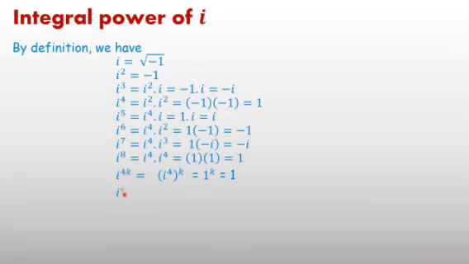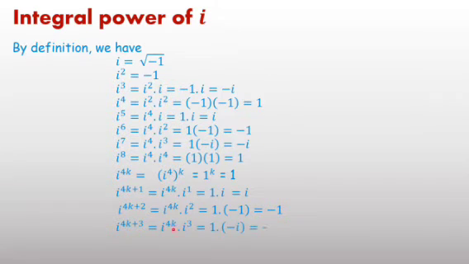its value is 1. If the power of i is in the form of 4k plus 1, then i^(4k) into i^1 equals 1 into i, which equals i. If the form i^(4k+2) is given, then you will get minus 1, and i^(4k+3) gives minus i. Because if any number is divided by 4, the possible remainders will be 0, 1, 2, 3, and after that, at 4, again a multiple of 4 you will get.